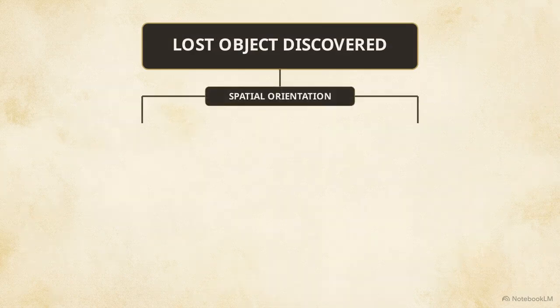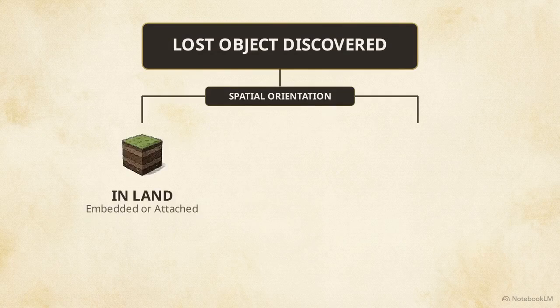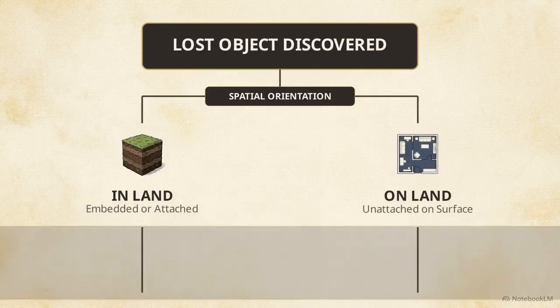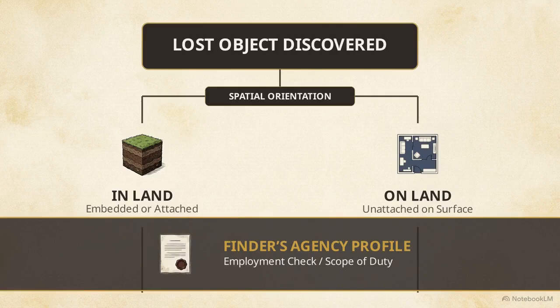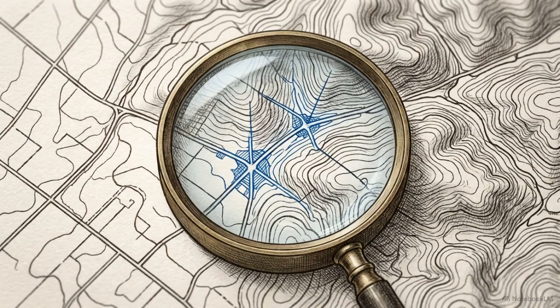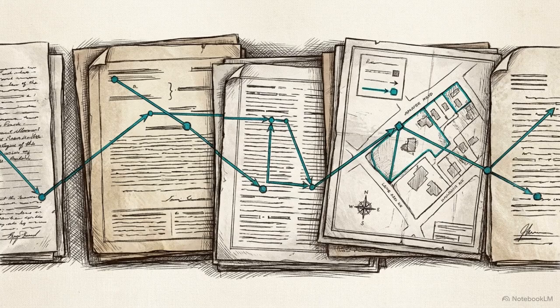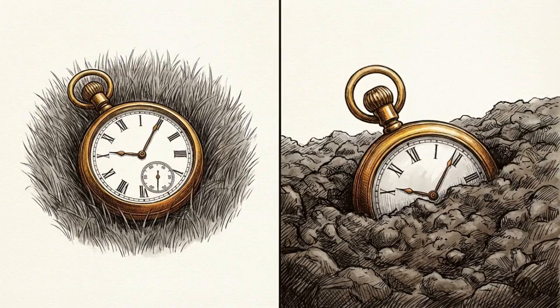The first vector is spatial orientation at discovery, buried in earth or resting on the surface. The second examines the agency of the finder. By passing the facts of a new dispute through these specific spatial and agency gates, we map the exact legal outcome. Determining property rights without the true owner relies on a predictable cascade through established logic gates. The sorting process begins by asking if the lost item is physically attached to or embedded within the property itself.